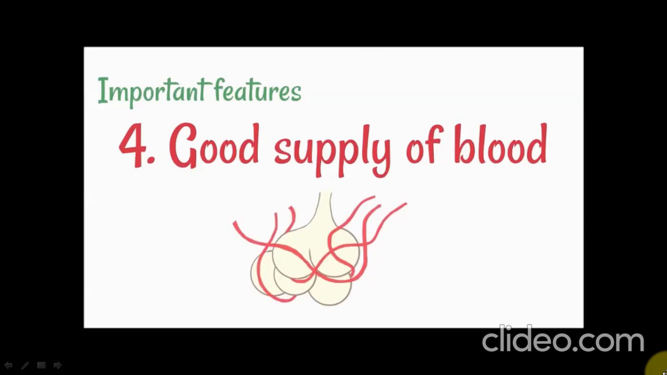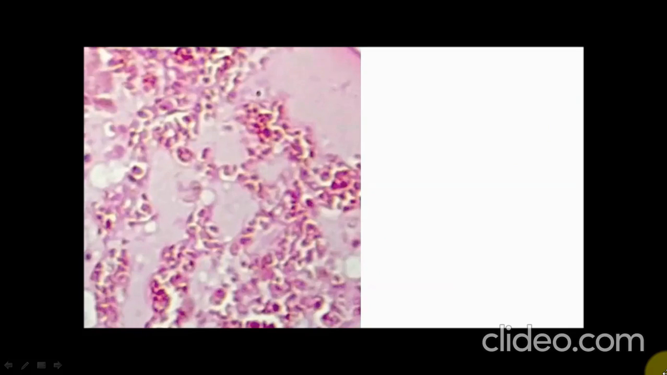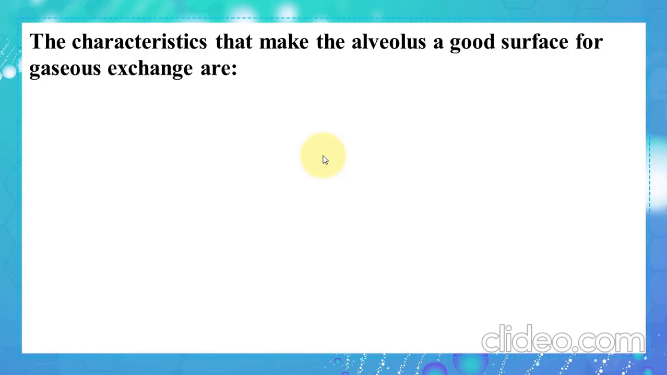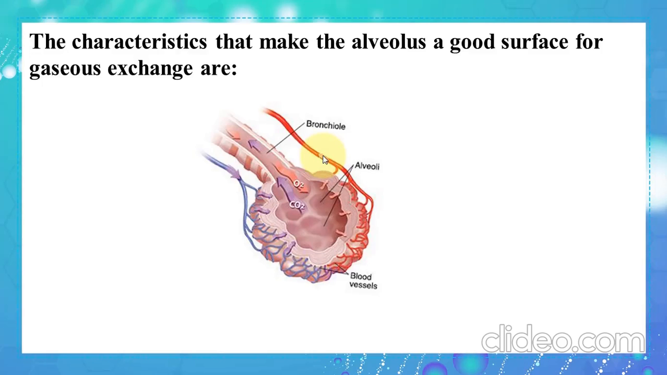If we have a little look at what lung tissue looks like under a microscope, we can see this sort of zigzag, crisscross sort of mesh of little almost streams. This is the capillary network, and we can tell that because if we look at one of these individual little red splotches here, those are individual red blood cells. So here are the characteristics that make the alveolus a good surface for gas exchange.